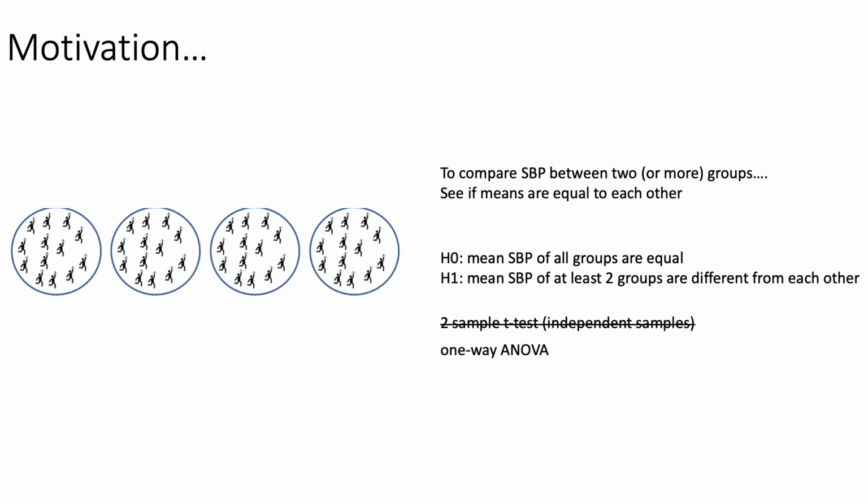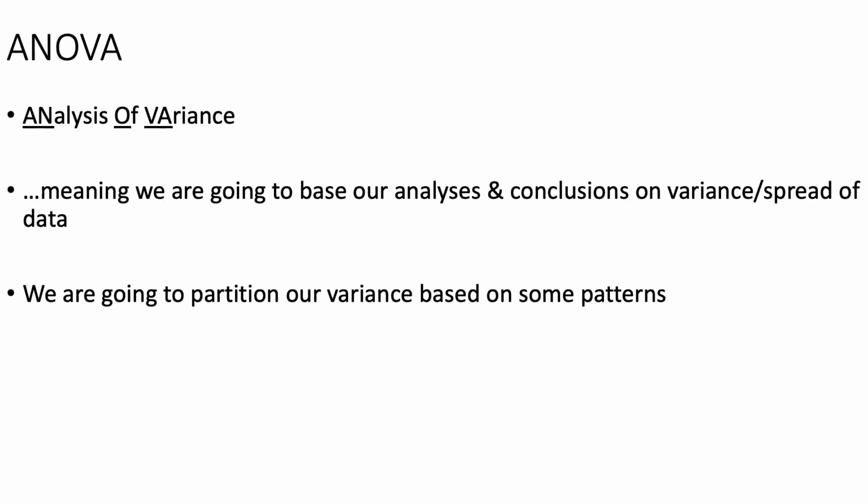However, I cannot do the two-sample t-test in this case. I need a more sophisticated method, and now we are going to move towards one-way ANOVA. The one-way ANOVA stands for analysis of variance, meaning we are going to base our analysis on the variance or the spread of data. Particularly, we are going to take a look at the variance in the data by partition. Let's see what it is.